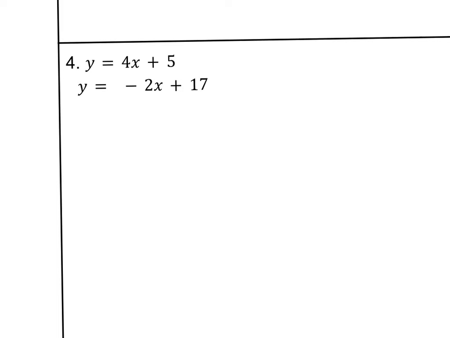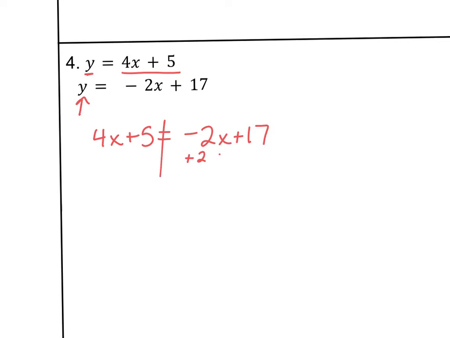Since I've got y by itself, and I know that it equals 4x plus 5, I can just substitute that in my next equation for y. So on this one, I would do 4x plus 5 equals negative 2x plus 17. And this is going to help me solve for x, and then I'll be able to plug it back in and get the number that y is. Okay, so we'll just solve this.